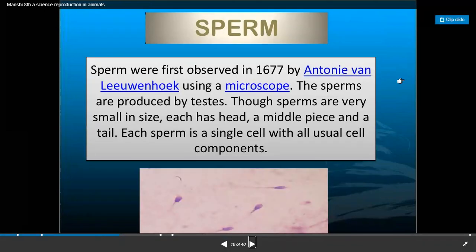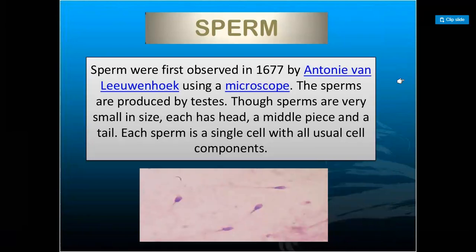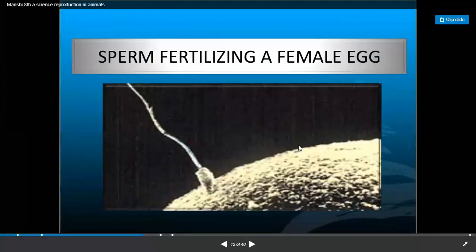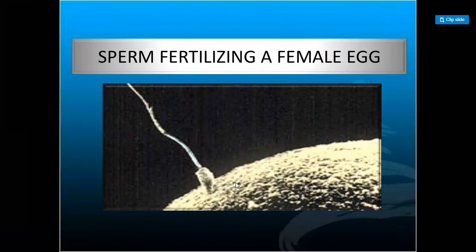Sperm. It was first observed in 1677 by Antony van Leeuwenhoek using a microscope. The sperms are produced by the testes, as we have already discussed, and they have a head, middle piece, and a tail. Each sperm is a single cell with all the usual cell components. You can see here the structure of sperm. In this structure, the sperm is fertilizing a female egg. That is the female egg, and the sperm is just entering the female egg, and then the fertilization will start.